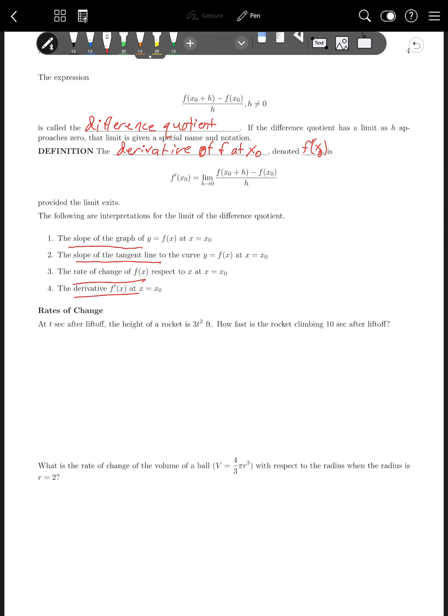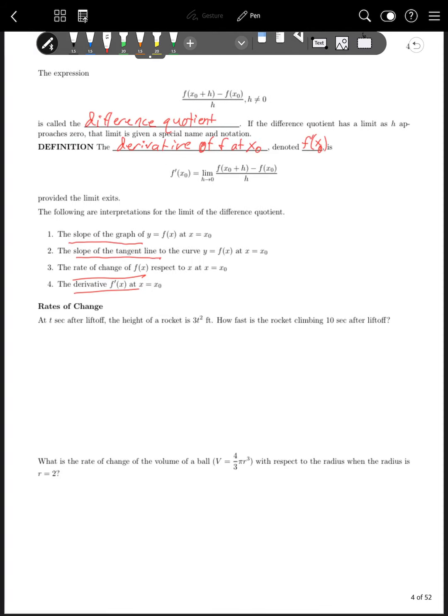So for example, this first one here is: at t seconds after liftoff, the height of a rocket is 3t squared. How fast is the rocket climbing 10 seconds after liftoff? So what this is saying is the height is equal to 3t squared. So how fast is the rocket climbing 10 seconds after liftoff?